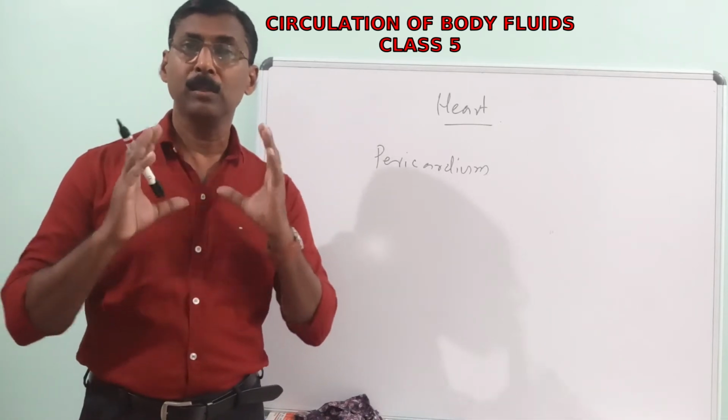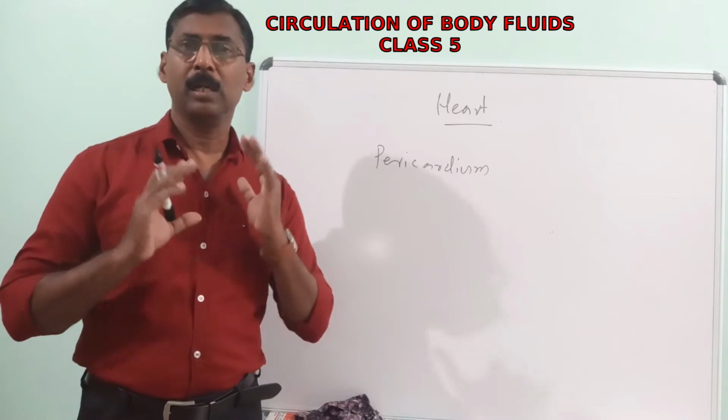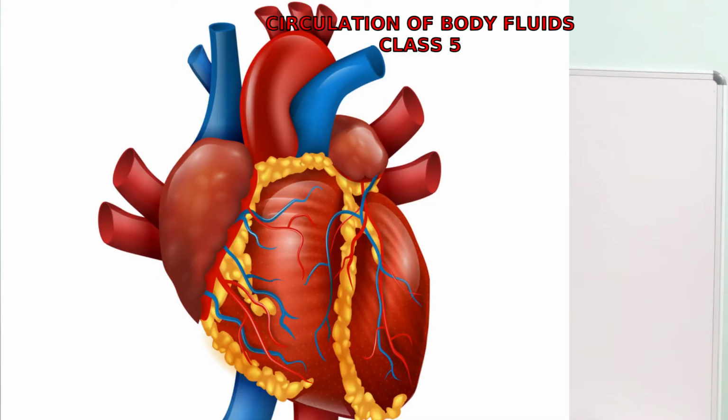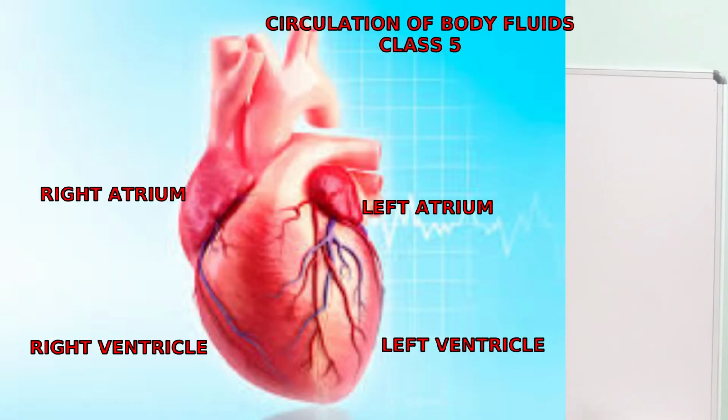Okay, now let us see the external features, what we see from outside. How does the heart look from outside? As you see in the picture here, the heart has 4 chambers. So the mammalian heart is 4-chambered. We are all mammals, and the mammalian heart is 4-chambered. We have 2 atria and 2 ventricles. As you can see here, the 2 upper chambers are the atria and the 2 lower chambers are the ventricles.